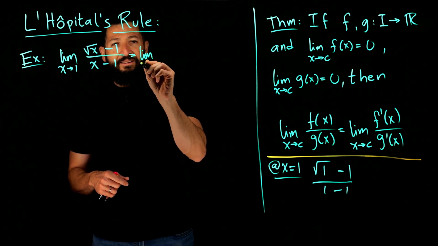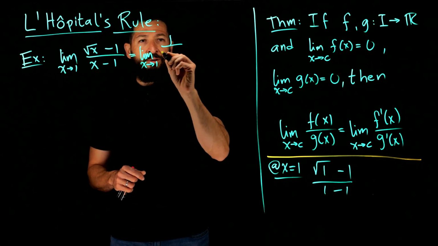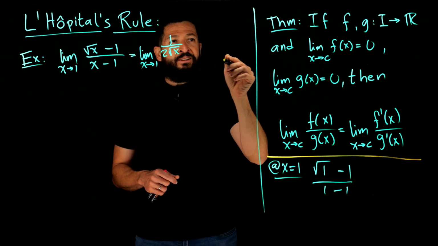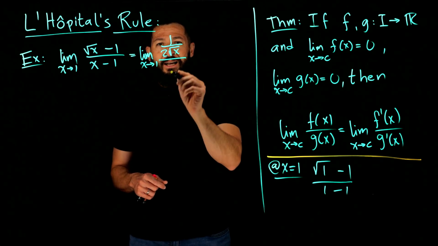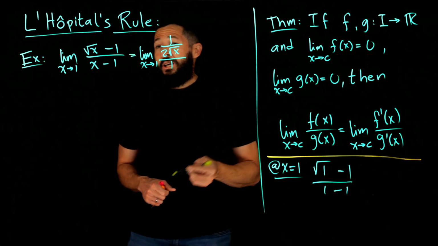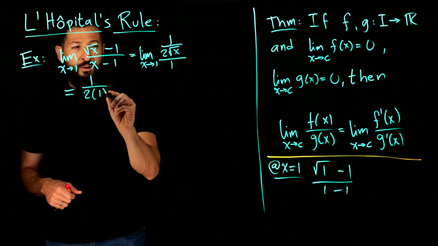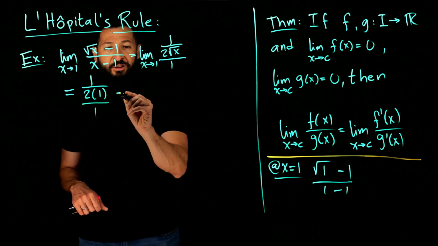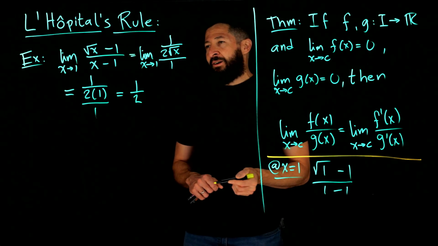And the limit would be the limit as x goes to 1 of the derivative of the square root of x, which is going to be 1 over 2 square root of x. You get that by writing the square root of x as x to the 1/2 and taking your derivative. I'll save you the trouble. The derivative of x minus 1 is going to be 1. So now you can evaluate it, and it's going to be 1 over 2 times 1 over 1. That over 1 does nothing. It's just going to be 1 over 2 times 1, which is 1/2. So we get that limit very, very easily.